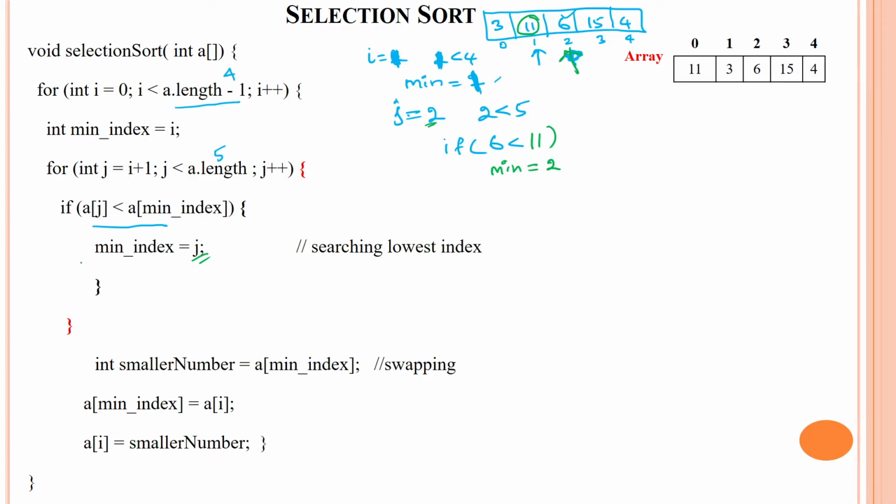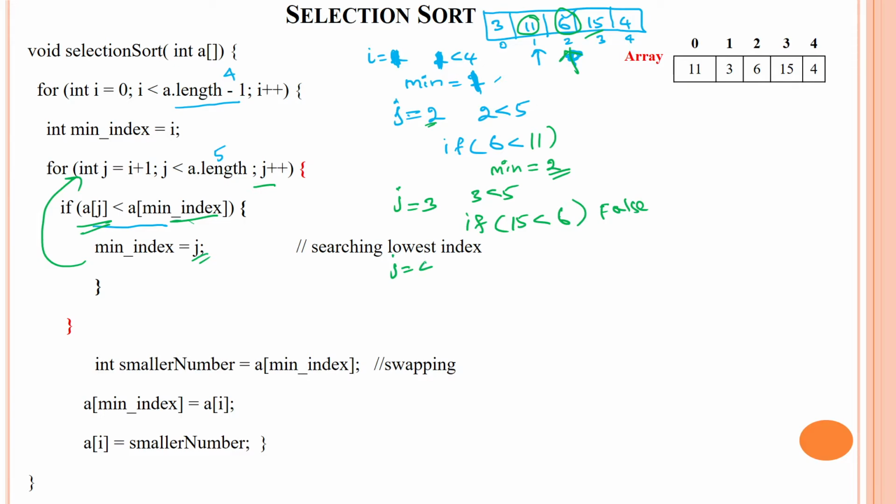Then again j is incremented by 1. So j is now 3. Then 3 less than 5, the condition is true, and we are checking a of 3. So a of j, a of 3, is here 15. So is 15 less than the value available at the minimum index, a of 2? A of 2 is here 6. So 15 less than 6, this condition is false. Then j is incremented by 1.